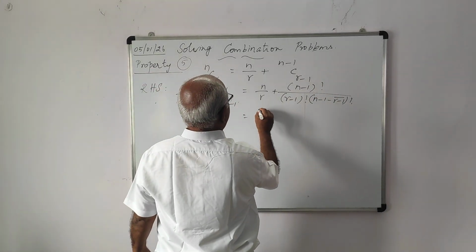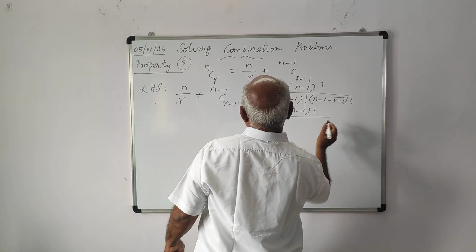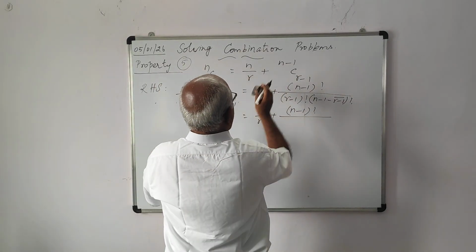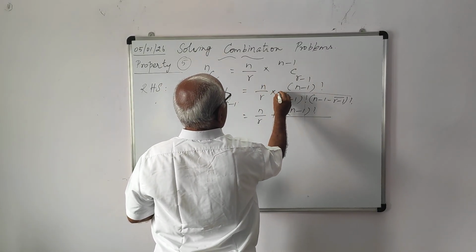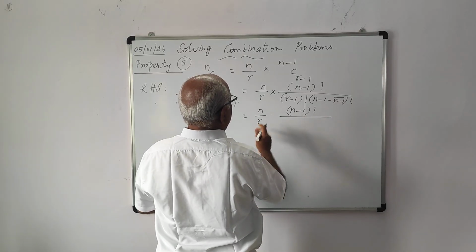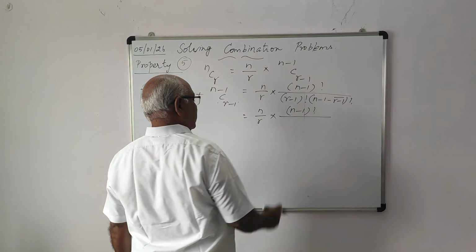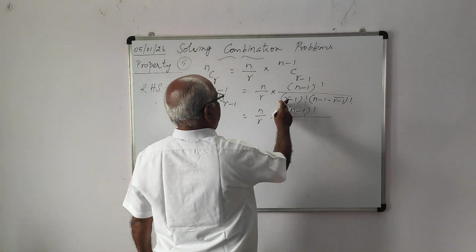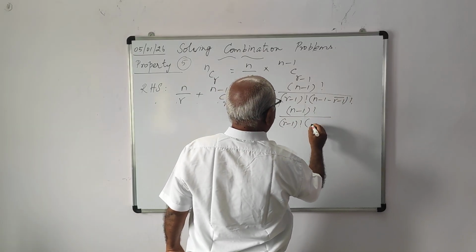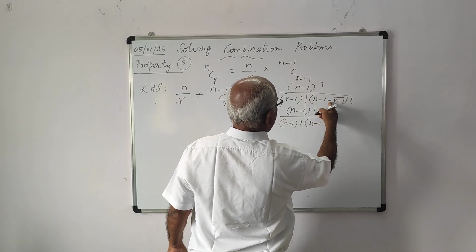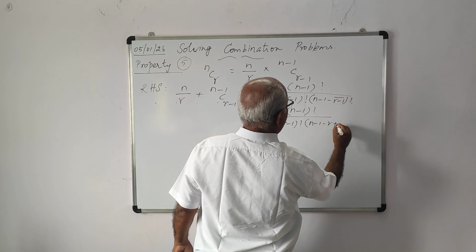This is n by r into (n minus 1) factorial. Sorry, this is into, not plus. The property is given by into here, it is multiplication, not addition. (n minus 1) factorial by (r minus 1) factorial into, you bring this minus inside, you will get n minus 1, you bring this minus to remove the bracket, minus r minus of minus plus 1 factorial.